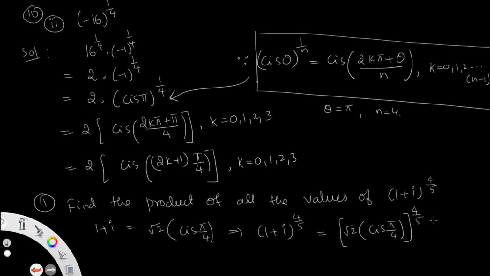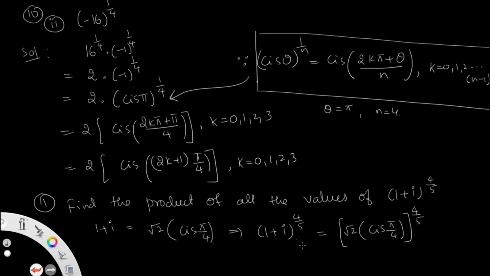Just now we wrote the 10th bit first question in this way. Just multiply and divide by root 2. 1 by root 2 into 1 by root 2 plus i by root 2. That is root 2 of cos pi by 4 plus i sin pi by 4, which is nothing but root 2 cis pi by 4.